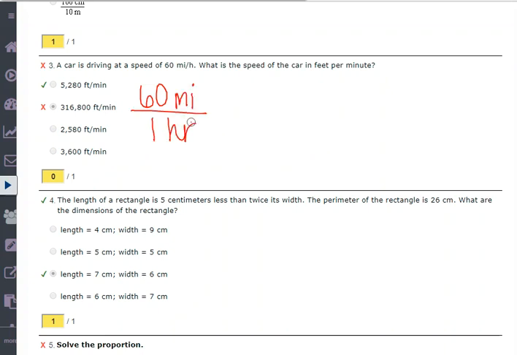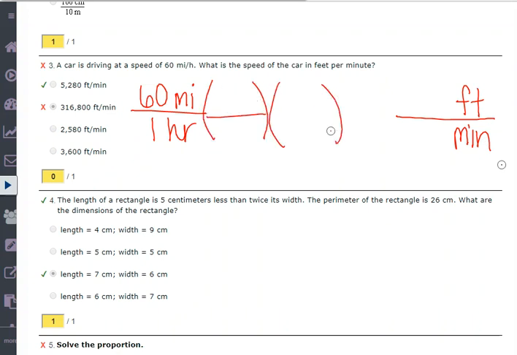And we need to convert all the way over to feet per minute. So I'm going to put a blank here, because this is what I want my answer in, feet per minute. So I need to convert two things. I need to convert miles to feet, and I need to convert hours to minutes. So I'm going to have two different conversions, and I'm going to draw those in here like this.